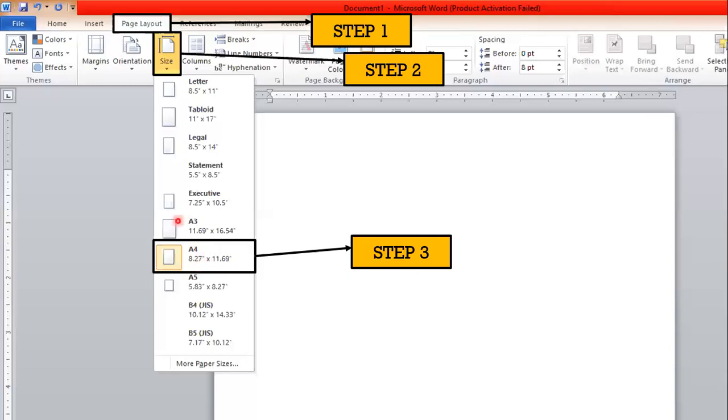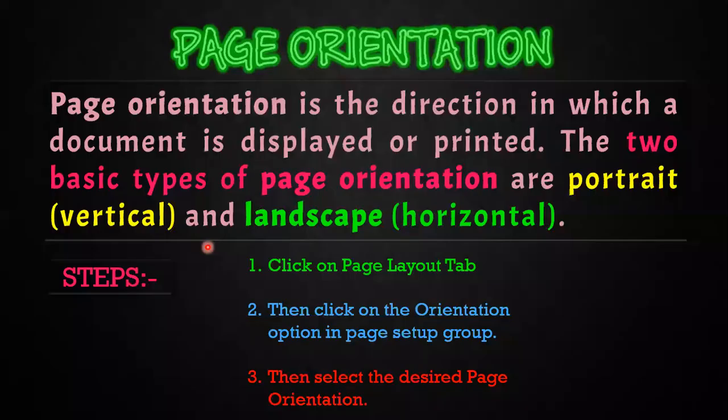You can change that by going to the page layout, then size, and then selecting whatever size of paper you want. Like this, you can change the paper size. Next topic is page orientation. Now, page orientation is the direction in which a document is displayed or printed. The two basic types of page orientation are portrait, vertical, and landscape, horizontal.